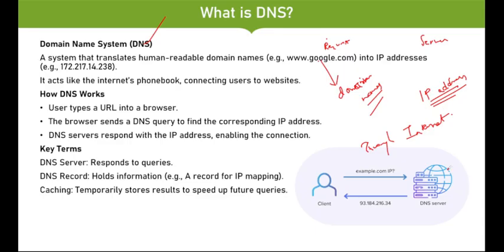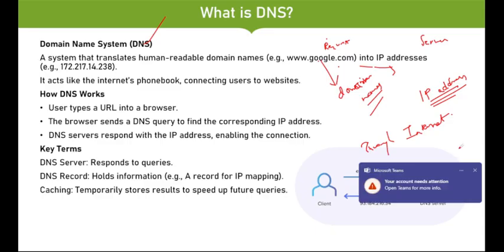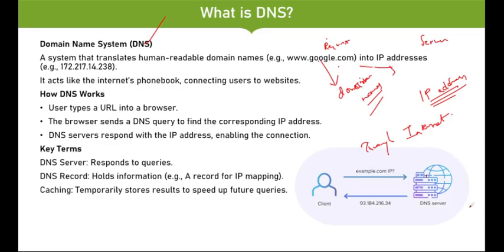That's why this system, the DNS server, is introduced. It resolves the IP address. If you enter www.google.com, it will look up the Google server's IP address. Then if you enter www.youtube.com, it will resolve to its IP address, like that.